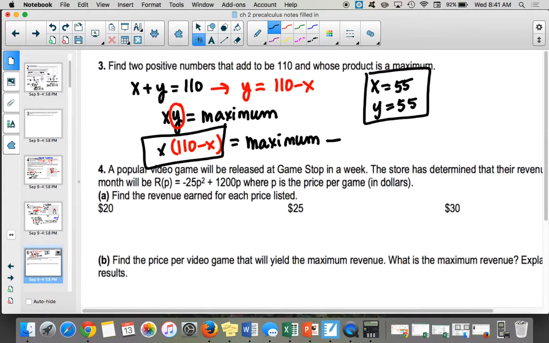All right, so question. What if I did FOIL this out? So what if I made it negative x squared plus 110x equals m, I'll call it m for maximum. And I wanted you to find the maximum of that downwards parabola by hand. You didn't have a calculator. What could you do? You could try to change it, do completing the square and stuff. Do we want to complete the square? No. Negative b over 2a, right? We could do negative b over 2a.